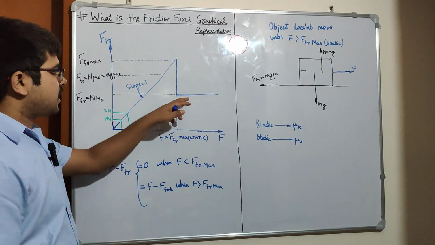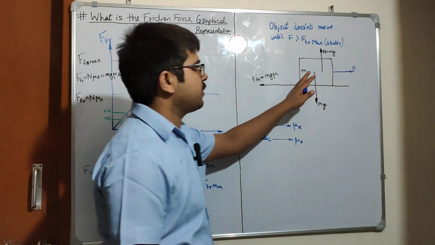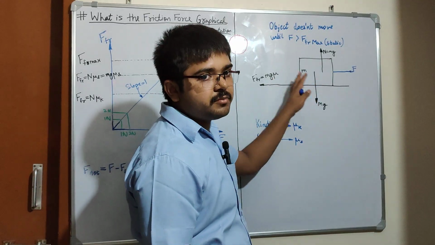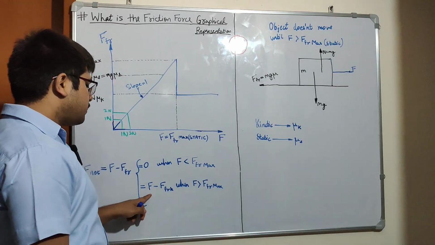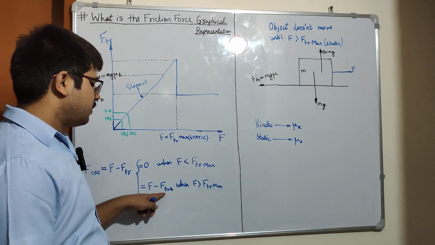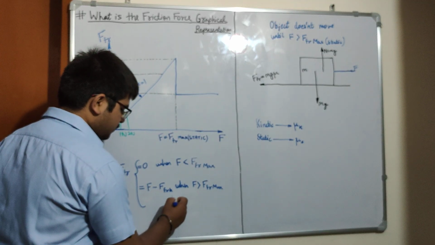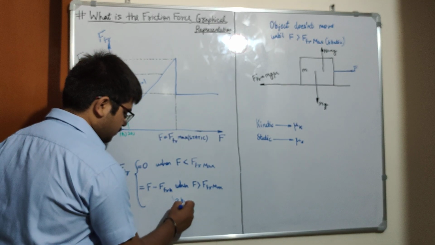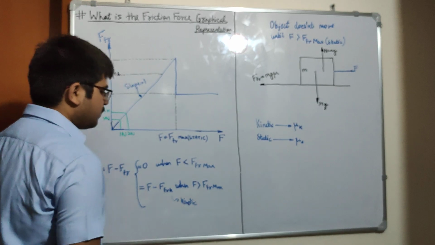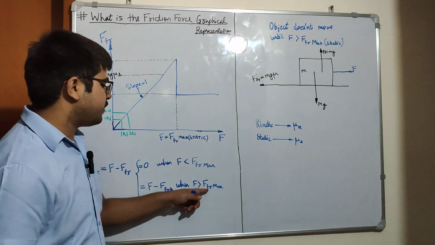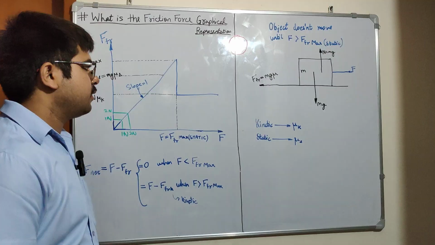And when we are in the kinetic phase, when the force is applied and the body is moving, then in that case the net force is equal to F minus Fr k. K stands for kinetic. This is kinetic. Then when F is greater than Fr max, that is, the applied force is greater than Fr max, in this case the object is moving.